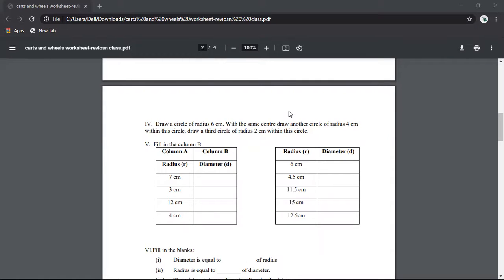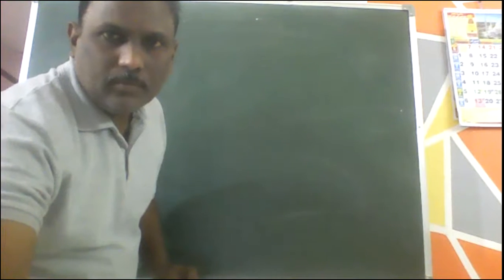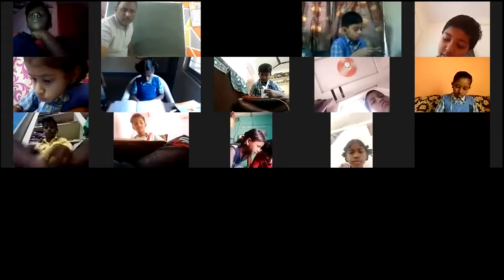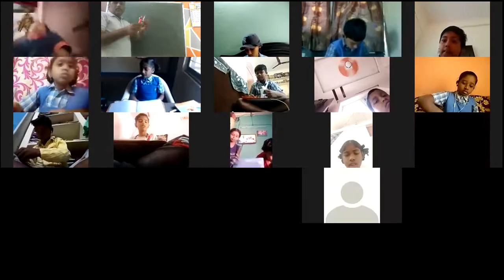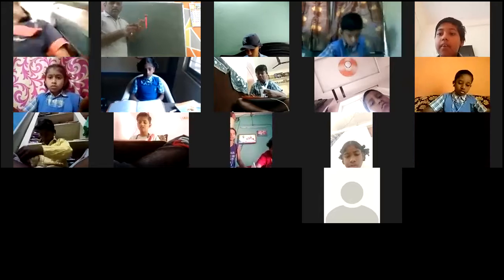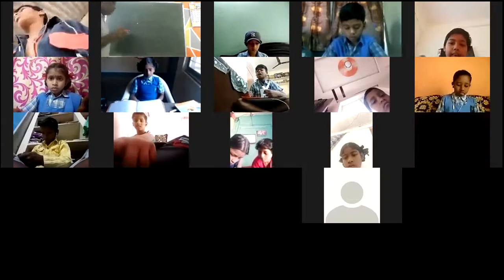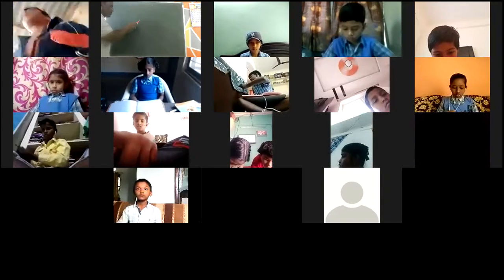Draw a circle of radius 6 centimeters. So you have to use the compass. All of you take the compass. So you know how to use the compass. In the middle of the notebook, locate a point which is called the center. The sharp edge of the compass has to be kept here.